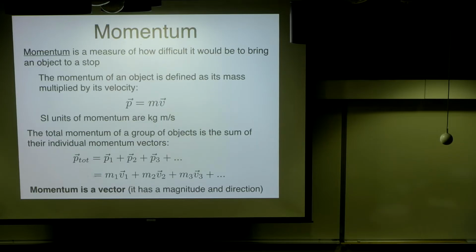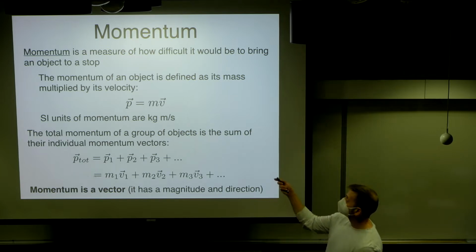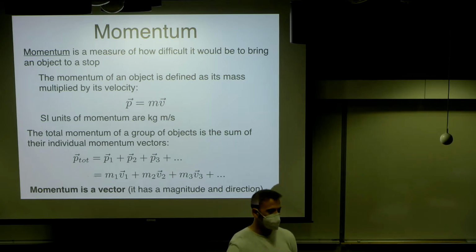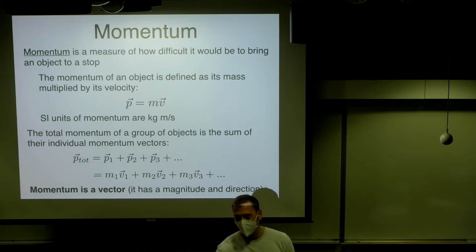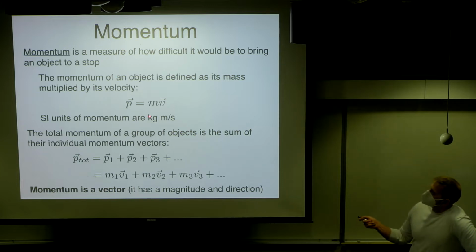All right, so let's get started just by defining momentum. What is this thing? So let's start by trying to define it in words and get an intuitive sense of what it is, and then we'll see what the equation for momentum is. So momentum basically is a measure of how difficult it would be to bring an object to a stop. Okay, so if an object has a lot of momentum, it's very difficult to stop. If it has little momentum, it's quite easy to stop that object. And we know that intuitively, right? But the actual formula for it is given here.